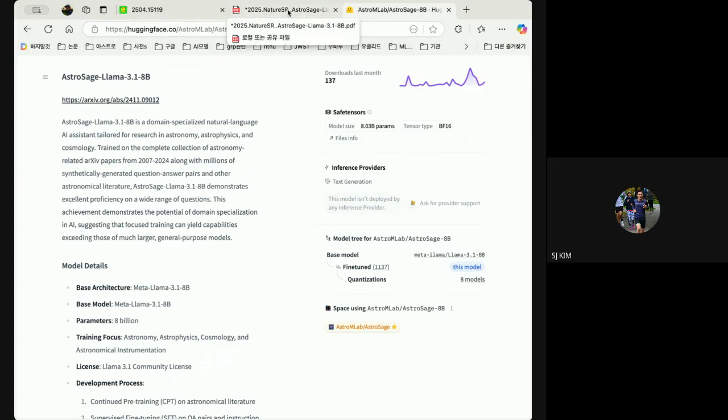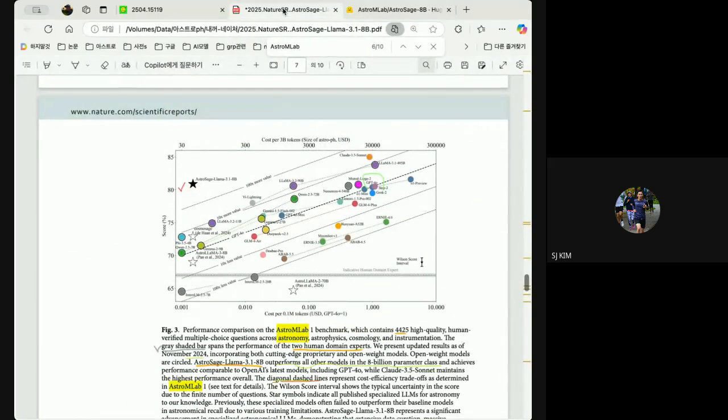So the purpose of this development is so that they can use it for research as well. For example, you need to write the introduction of your paper, right? This may be able to write it for you because they learned all these literatures, including the very latest ones. And this is specifically trained for astronomy, not unlike ChatGPT. And as Sonji showed, the score is better, right?